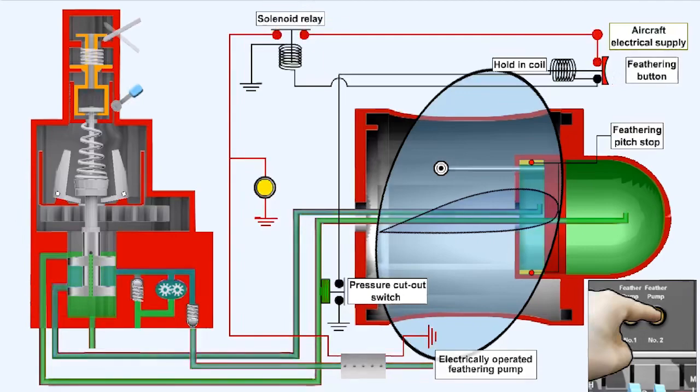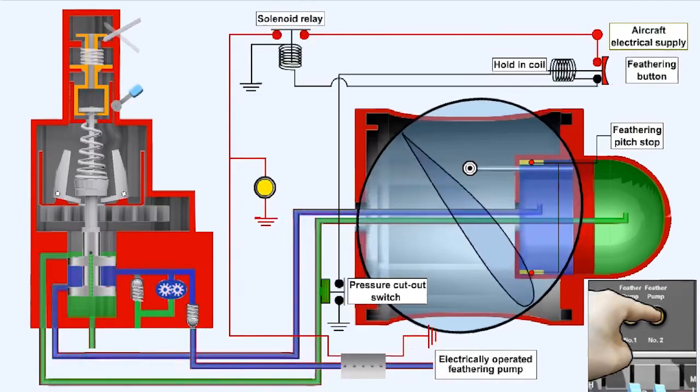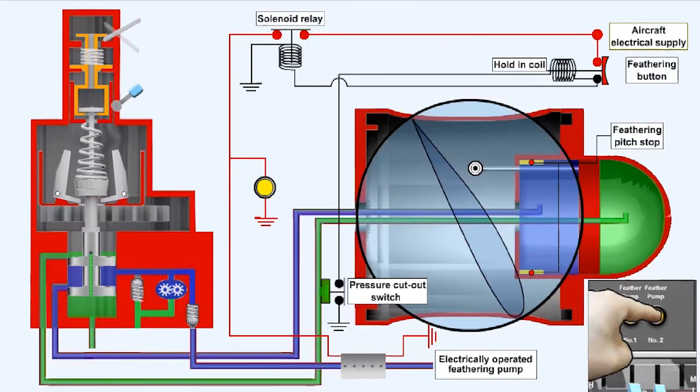The feathering button should now be pressed. This starts the feathering pump running, which will supply the pressure oil to the pitch change mechanism to move the blades away from the feathered position towards fine.